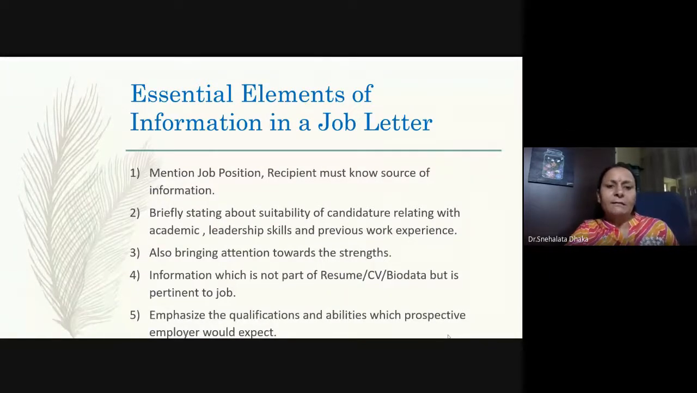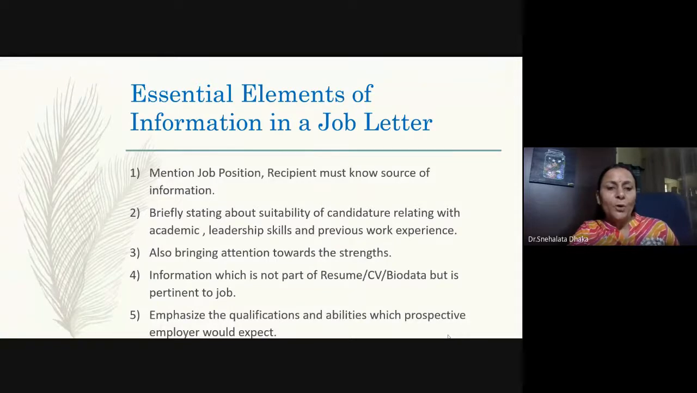And the third point, that is bringing attention towards the strengths. This is a very important part of the job application. The employer is definitely interested in what the key points are for which the employer should offer you that job opportunity. So in that case, definitely the applicant has to mention the strong strengths in relation to that job. But that also has to be precisely mentioned.